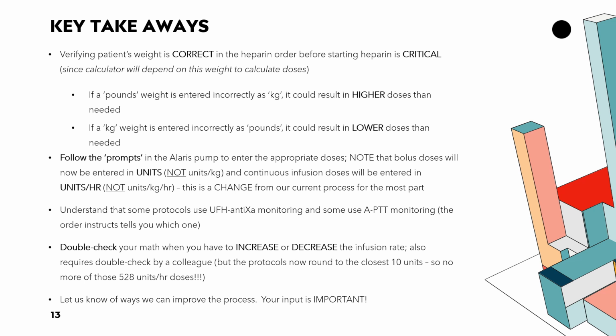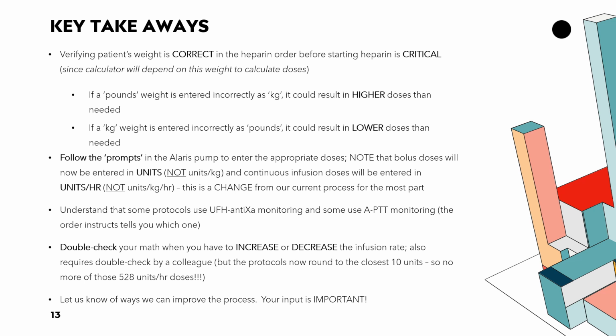So accuracy is paramount. If a pound's weight is entered incorrectly as kilograms, then it could result in higher doses than needed. And conversely, if a kilogram weight is entered incorrectly as pounds, it could result in lower doses than needed. Second, follow the prompts in the Alaris pump to enter the appropriate doses.